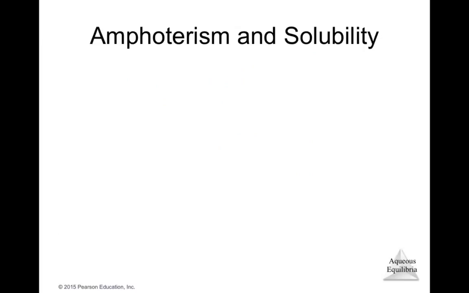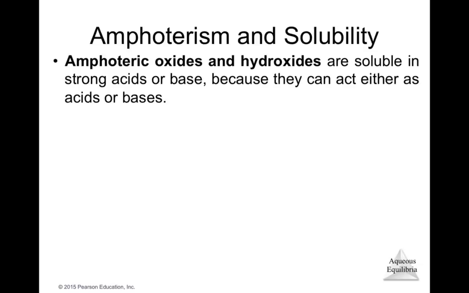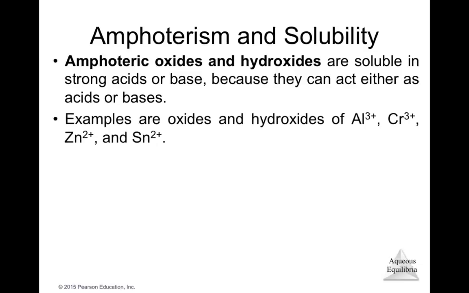Amphoterism and solubility. There are some compounds that are known to be amphoteric, specifically oxides and hydroxides. These compounds are soluble in strong acids or bases because they can act either as acids or bases. Because they can react in either acid or base, they are called amphoteric. They can play the role of an acid or the role of a base. Some examples of these oxides and hydroxides are with aluminum, chromium, zinc, and tin.